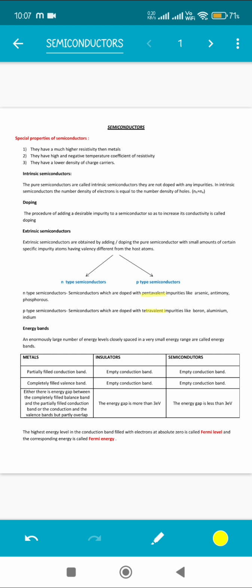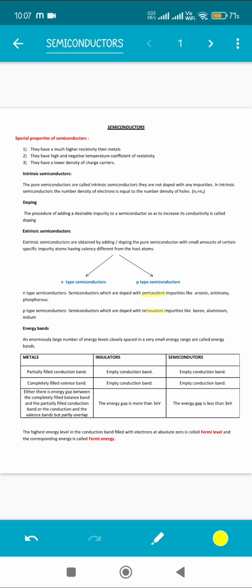Similarly, in case of P-type semiconductors, we are adding a trivalent impurity. That means out of the 4 electrons of the semiconductor, 3 are getting bonded with the trivalent impurity, right, because they contain 3 electrons in the outermost shell. So one space is left empty, that is known as the hole.